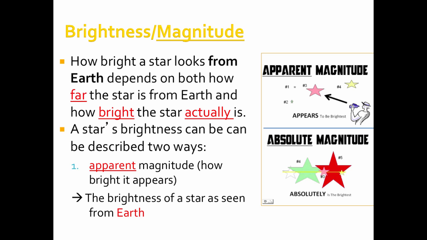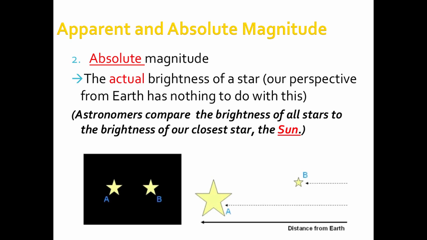Apparent magnitude is how bright the star looks from Earth. When you go out at night and you're looking at the stars, how bright does it look? That is its apparent magnitude. Absolute magnitude is how bright the star actually is. Okay, so definitely write those 2 definitions in your notes.